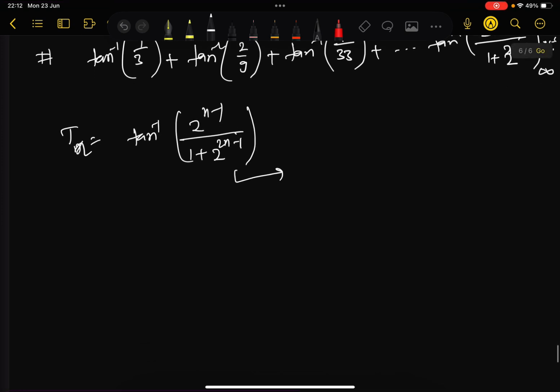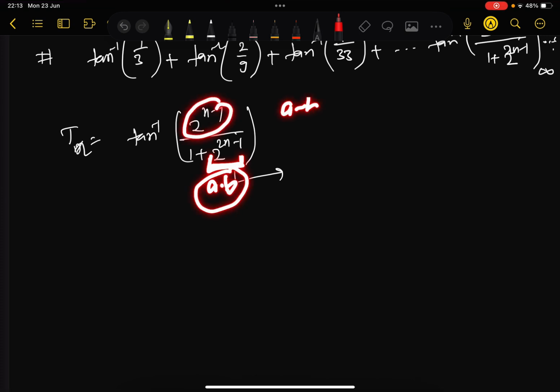So we will try to convert this nth term as tan inverse a minus tan inverse b, right? Or the formula tan inverse a minus b upon 1 plus ab. So again you can see 1 is already given here, so only we need to find the product of a into b here, and in numerator this should be a minus b, right?